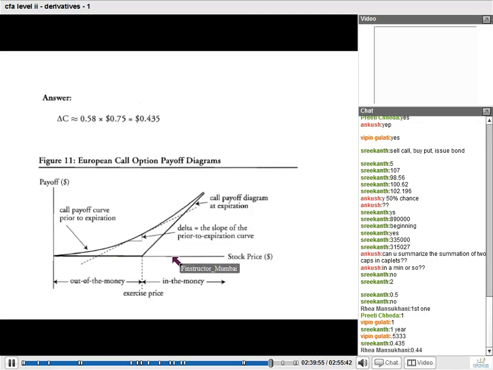If the stock is already in the money, as on the right side of this graph, then I have some payoff. However, there is a probability that the option can come more in the money. There is a probability that the option can come more in the money as time passes.